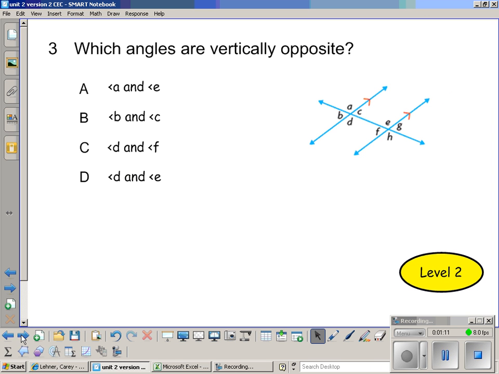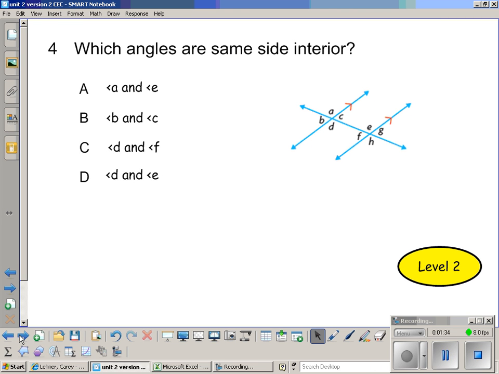Which angles are vertically opposite? A and E are corresponding. B and C are vertically opposite. They are directly across from each other at a common point. So the answer is B. In C, D and F are same side interior, and in D, D and E are alternate interior. So the answer was B.